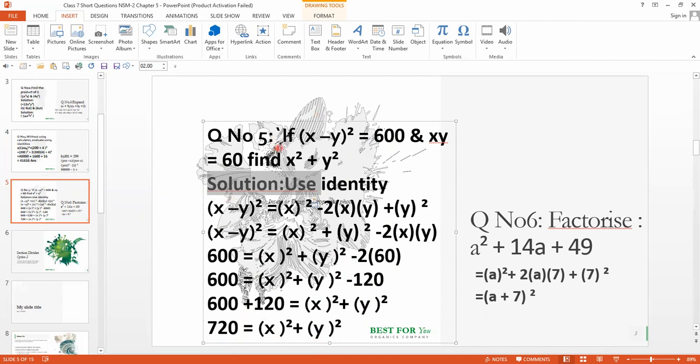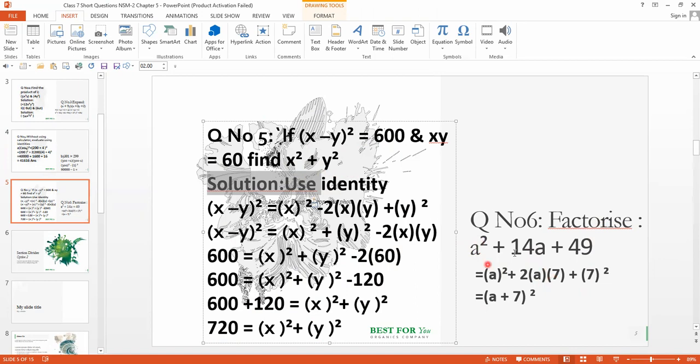Clear? Because according to the question, we use the second identity and find the value of x square plus y square. Clear? Now we come to question number 6, which is the last question. Here they have written factorize. And this is a square plus 14a plus 49. How do we have to factorize? Look at these three terms. It is similar to the first identity.